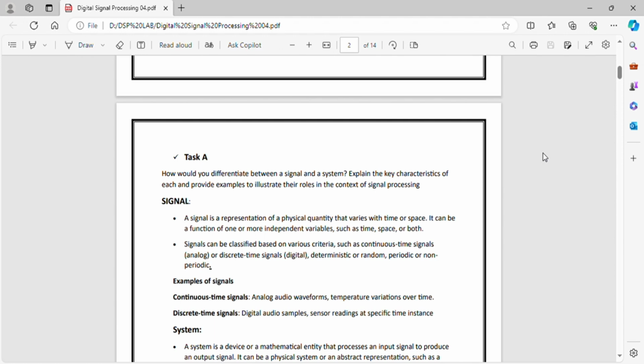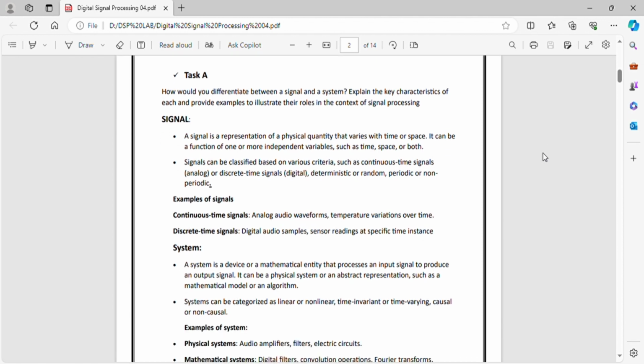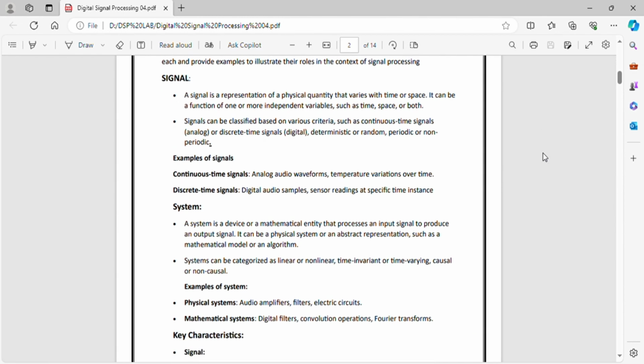Examples of continuous and discrete time signals are analog audio waveforms, and the discrete time signals are digital samples, such as sensor readings at specific time instances. And a system is a device or mathematical entity that processes an input signal to produce an output signal. It can be a physical system or an abstract representation such as a mathematical model or an algorithm. Examples of systems are physical systems and mathematical systems.